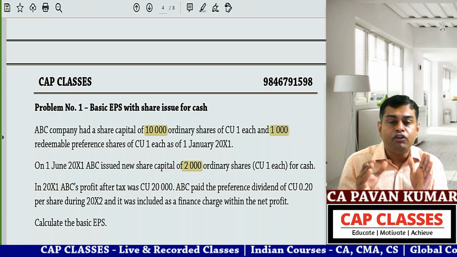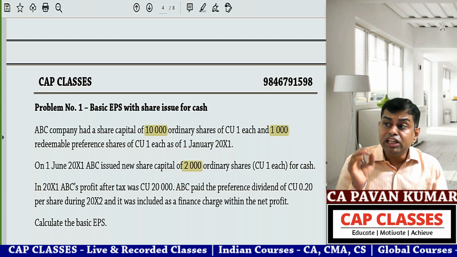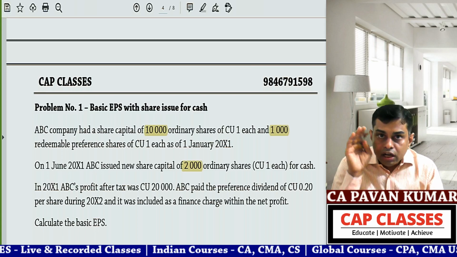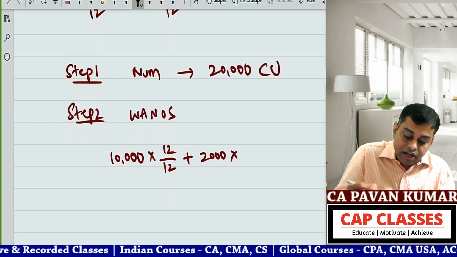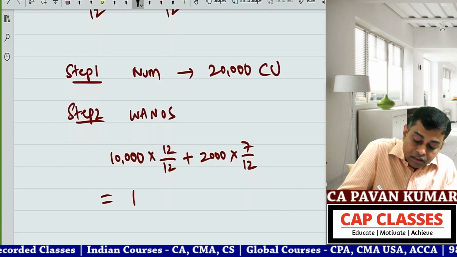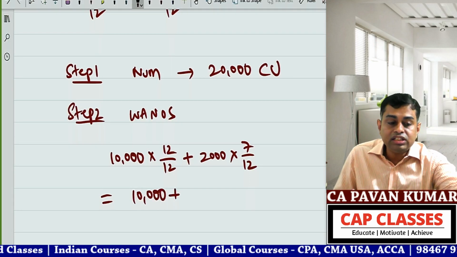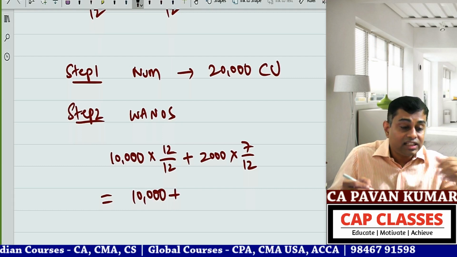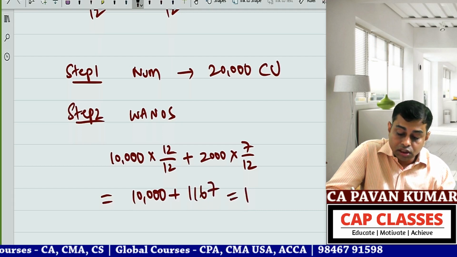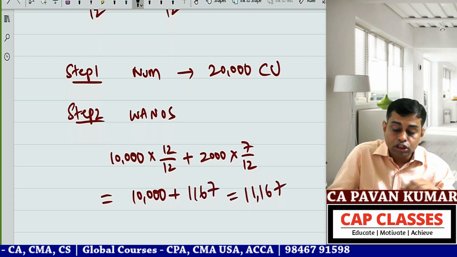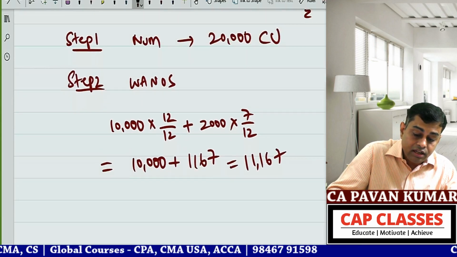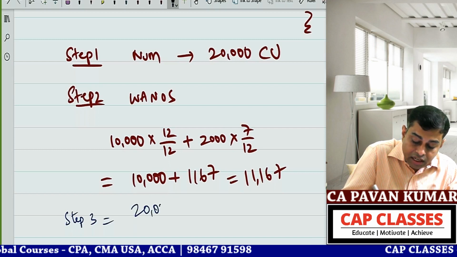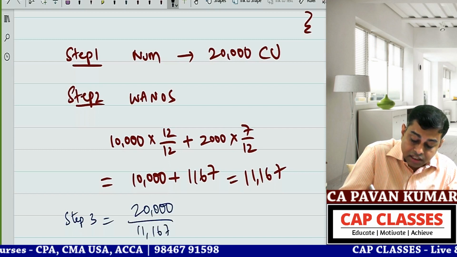Please be very careful while calculating number of days or number of months. Students by mistake they say, oh, June, that means half year. Hello, June 1st, not June 30th. Use brain. So it is 7 by 12. Calculate and tell me. This will be 10,000 plus 2,000 into 7 by 12. 1167. So that is equal to 11,167 approx. So step 3, calculate basic EPS. 20,000 divided by 11,167.